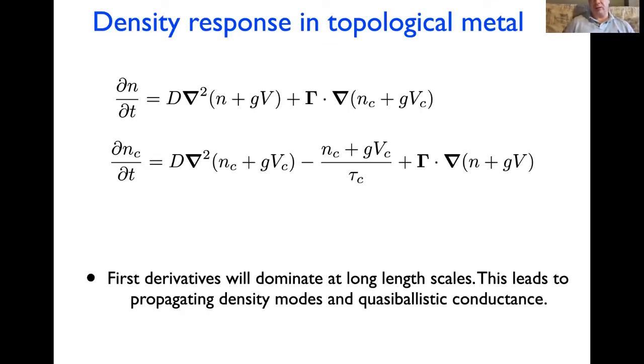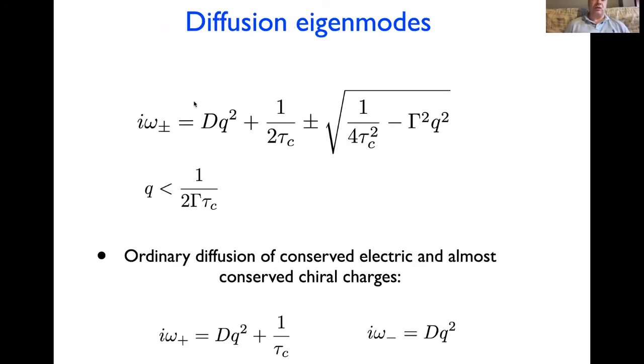Well, we can analyze these equations very easily just by Fourier transforming, by going to Fourier space. So then, this gives a pair of coupled algebraic equations, and I can easily find the eigenmodes of these equations. So this is what the eigenmodes look like, the frequency as a function of the wave vector. Now, if I take the wave vector to be very small, which specifically means smaller than this combination of the new transport coefficients, gamma and tau_c. So if q is very small, I can ignore this last term under the square root, and then I get two ordinary diffusion modes, right?